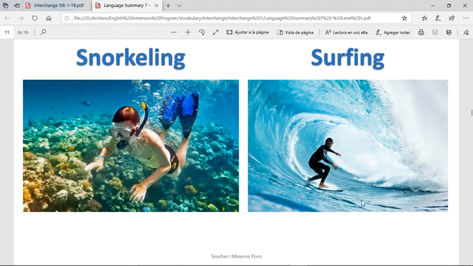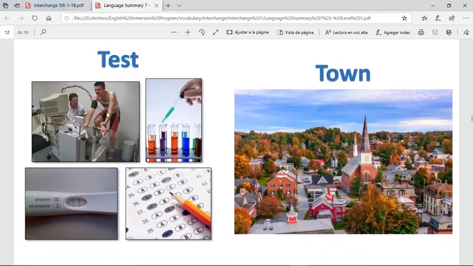Surfing. This is surfing. A test. A test has multiple meanings. It's basically used to check something. It can be your intellect through a test, like a written test. A test to see if you're pregnant or not pregnant. A test for a vitamin or an antidote or any kind of medicine. A test of the physical body, basically. It's like to check something.